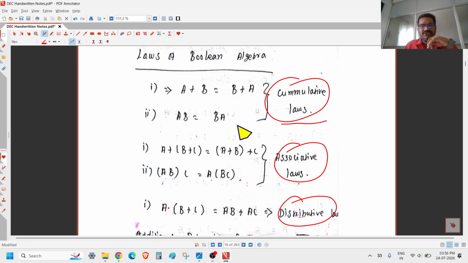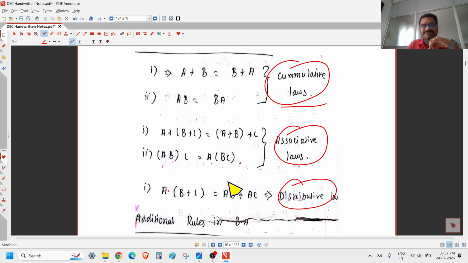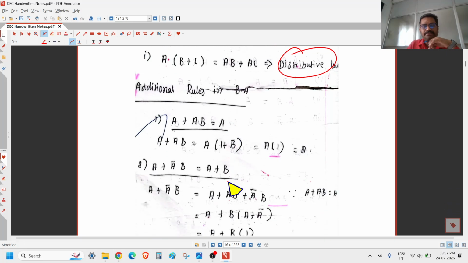The next one is the associative law. It states that a plus b plus c is equal to a plus b plus c, grouped in either way. The second one is a into b into c is equal to a into b into c. The last law in Boolean algebra is the distributive law. It states that a into b plus c is equal to a into b plus a into c. So these are the laws available in Boolean algebra.